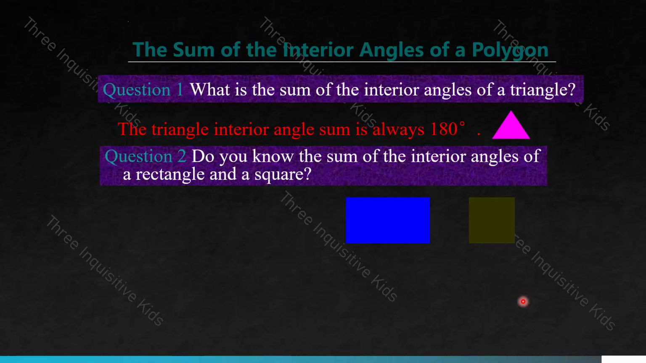Question 2. Do you know the sum of the interior angles of a rectangle and a square? The rectangle interior angle sum is 360 degrees. Now, a square you can think of as a special type of rectangle. This question is easy to answer because you already know from the properties of rectangles that rectangles have 4 angles that all measure 90 degrees. So when you have 4 90-degree angles added together, you get 360 degrees.